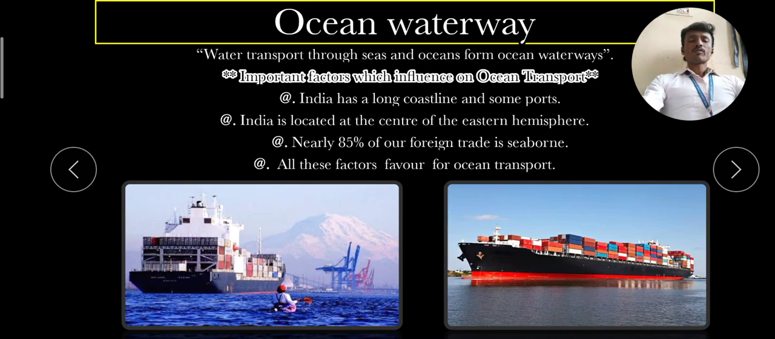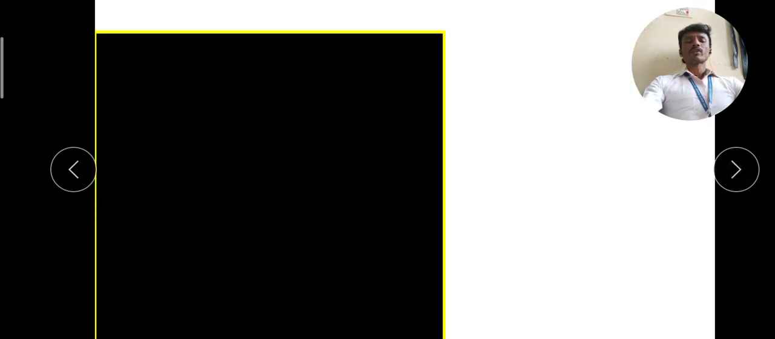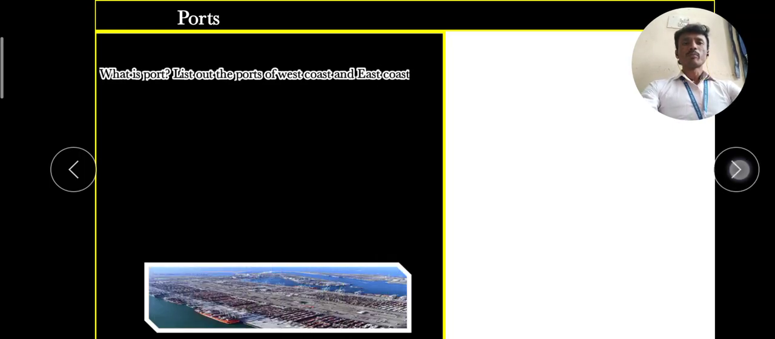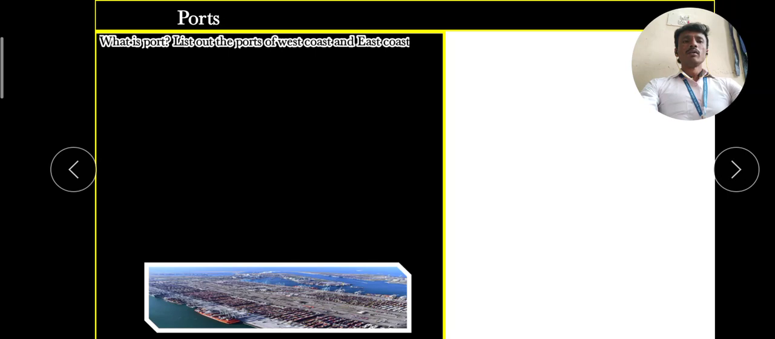We already learned about the inland waterways. Next, we learn about the ocean waterway. Then after the ocean waterway, some ports. It means some of the important harbors. Based on the ports, first we have to learn the meaning of port, and based on that, list out the ports of the west coast and east coast. India has four directions: north, south, west and east. We can see ports only on the west and east, but not on the north and south.